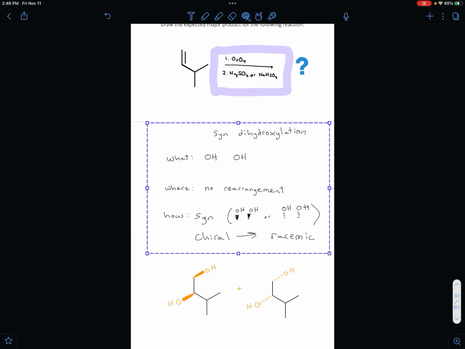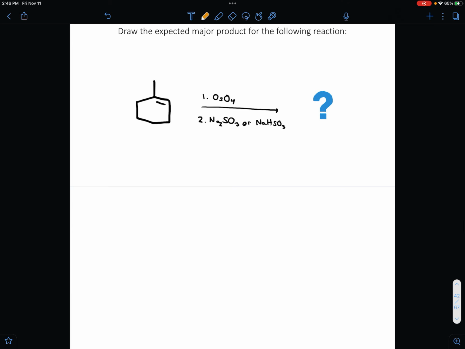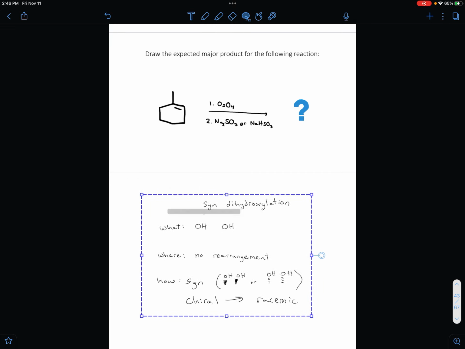So we can take that same thought process and apply it to another molecule. You'd look at this, you'd say, okay, I have a double bond, so I'm doing addition. What am I adding? Well, I see one step with osmium tetroxide, a second separate step with either sodium sulfite or sodium bisulfite, only one of those needs to be written. You would see those ingredients and you'd say, oh, this is a syn dihydroxylation.